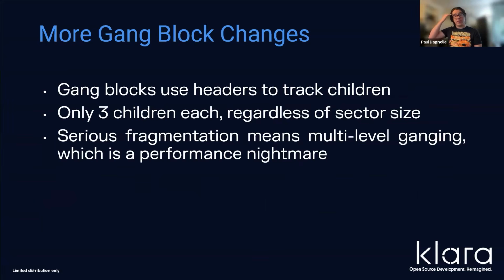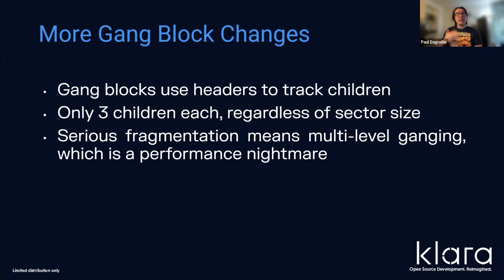And there's actually some more changes that we made as part of this version. I mentioned that gang blocks split the data into three pieces, and there's a reason for that. The gang headers that we use to track the children are always stored in a single sector on disk. But we just assumed that, no matter what the ashift actually is on your device, we would only ever use 512 bytes of space, which is enough to store three block pointers. So we could only have three gang children, regardless of what your sector size actually was.